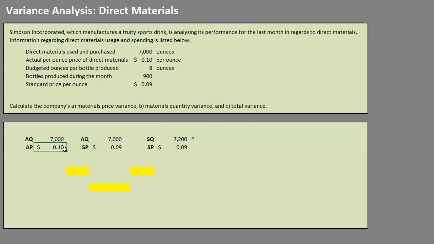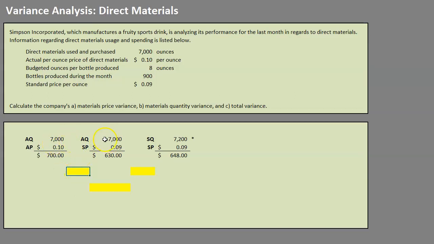Okay. So now that we have our table all set up, we are simply going to multiply vertically. So 7,000 times 10 cents, 7,000 times 9 cents, and 7,200 times 9 cents. So this is going to give us three numbers. Now our variance is going to come from analyzing each number, or the difference between two numbers. So the difference between these first two, that is going to be our price variance.